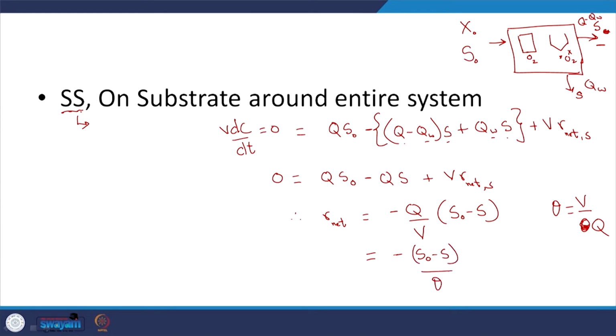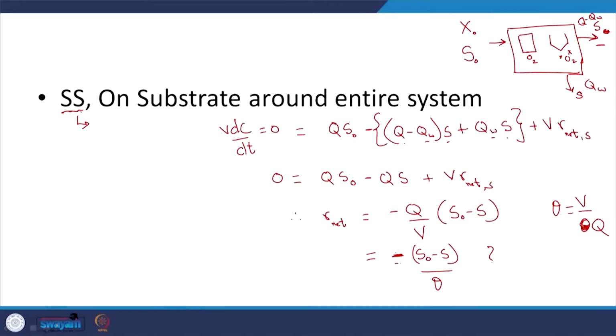So, what does this negative tell me? It tells me that the net rate of the substrate is negative, which means the substrate is being decreased. R net being negative means it is being removed. So, this is, let us say, equation 2 or equation 3, let us not keep track here. That is what we have out here. So, let us move on.